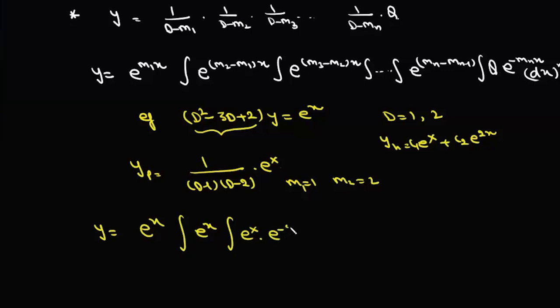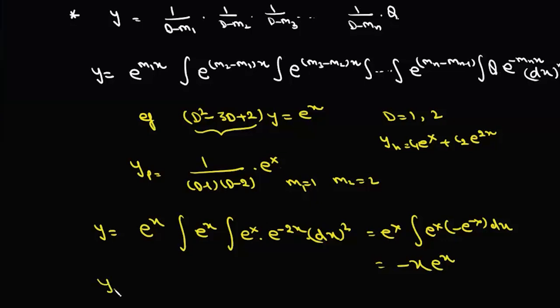So it will be e to the power minus 2x into dx square. Now this is e to the power minus x, and e to the power minus x is minus e to the power minus x. So it will be this e to the power x, and then integral of e to the power x minus e to the power minus x into dx. Now this is 1. So it will be minus x into e to the power x. So in this case yp is simply minus x into e to the power x.